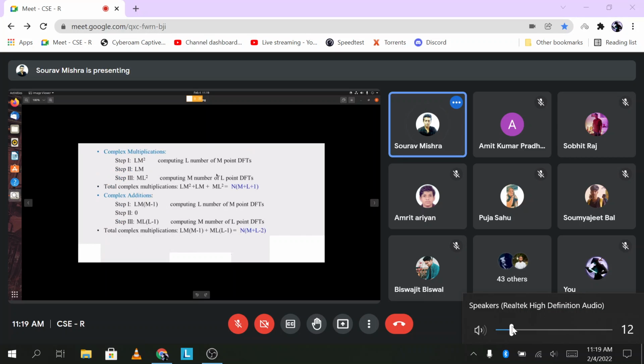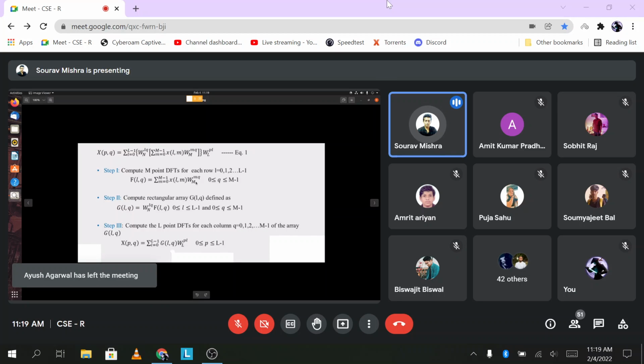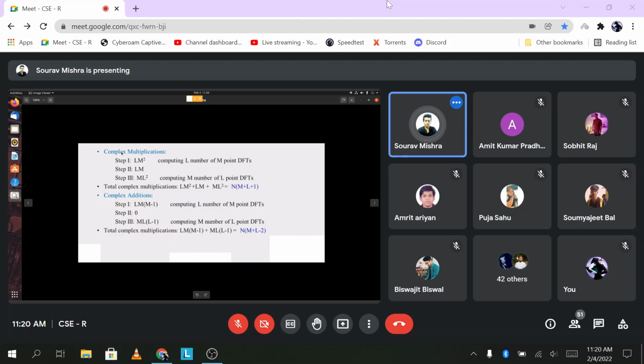Here we are computing the m point DFT. So for one m point DFT, the number of computations is capital M. For one row, the number of multiplications required to calculate the m point DFT is capital M. We are doing that for L number of rows. The total number of multiplications would be Lm.